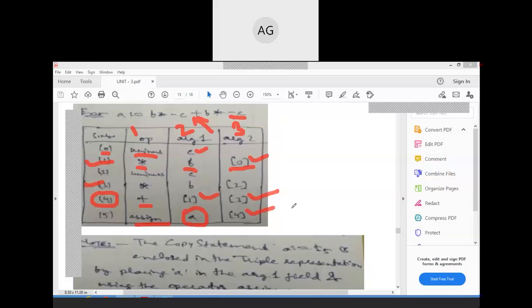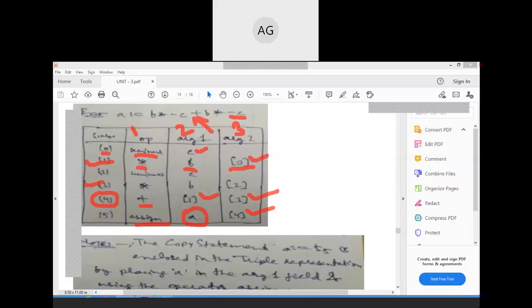So all of you understand it. Now here in the triple structure, instead of storing the temporary names, we are storing the values of the statement. Now, here a confusion is there: why are we writing in the fifth statement a as the first argument and not in the second argument? So here some explanation is given.